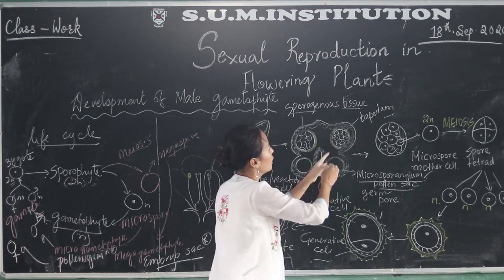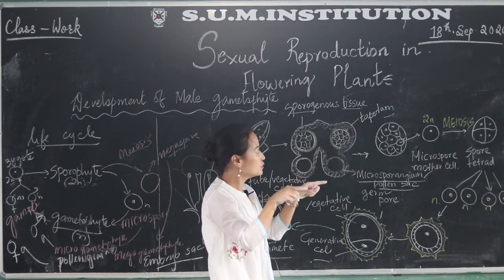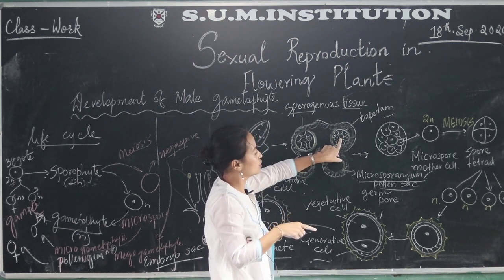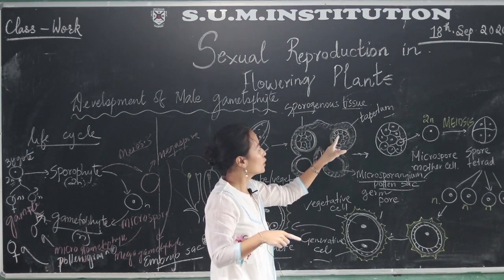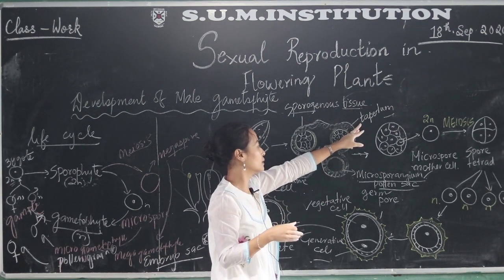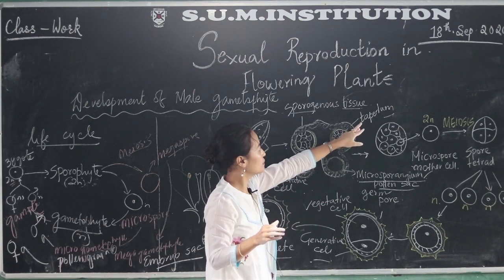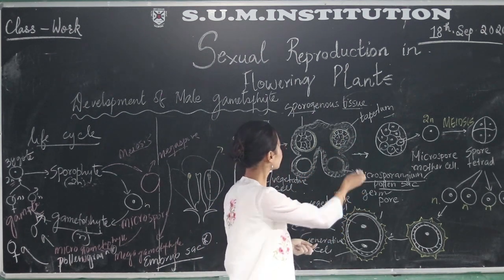we call it the tapetum. So the wall that surrounds this sporogenous tissue is called tapetum. This tapetum is important because it is the tissue that helps by giving nutrition when microspores develop. This yellow portion is known as your tapetum.